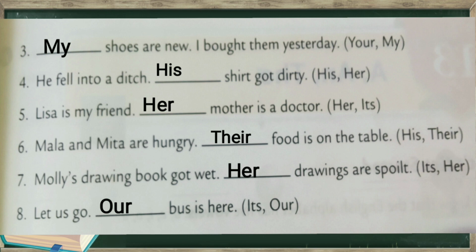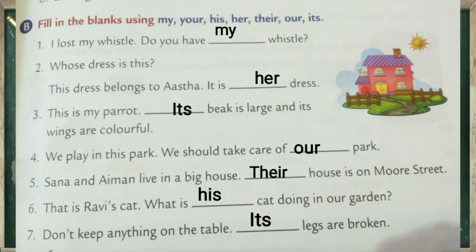Write neatly, children. Okay, next. Fill in the blanks using my, your, his, her, their, our, its. I lost my whistle. Do you have dash whistle? I means oneself. So here we use the word my. I lost my whistle. Do you have my whistle?